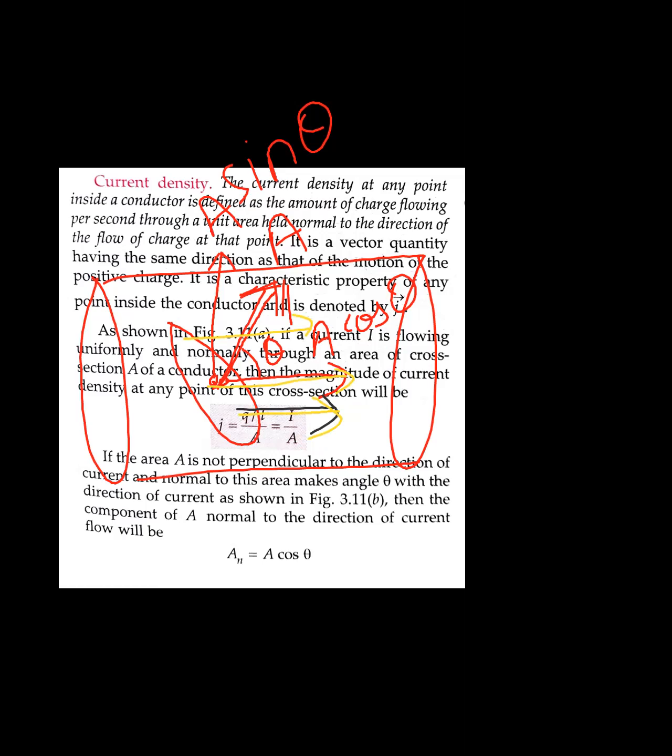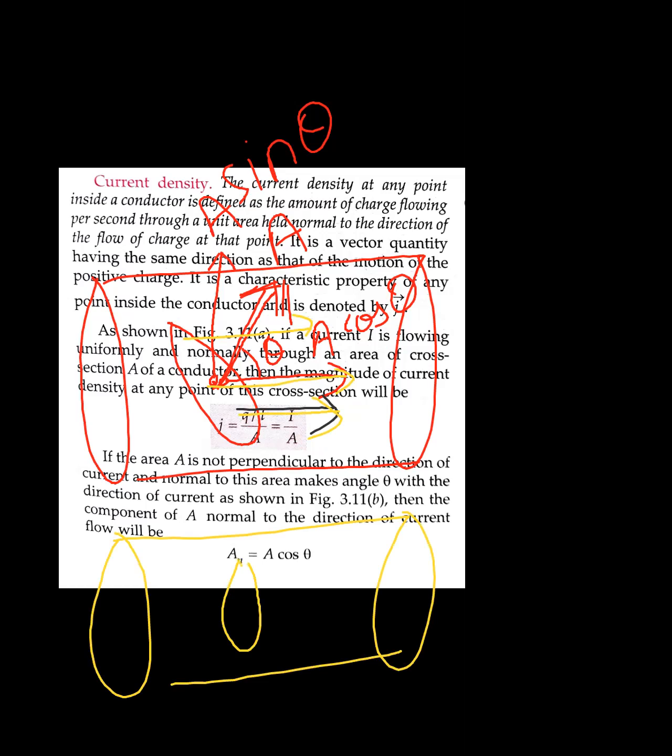Initially also, when we saw that the cross section was perpendicular to the current, the area vector would be this. This is your area vector when your cross section was perpendicular to the current, and the current direction is also along the area vector. So in that case we were considering the area vector along the current. Here, as the area vector is not in the direction of the current, we are resolving it into two components. One is A cos theta and the other is A sin theta.